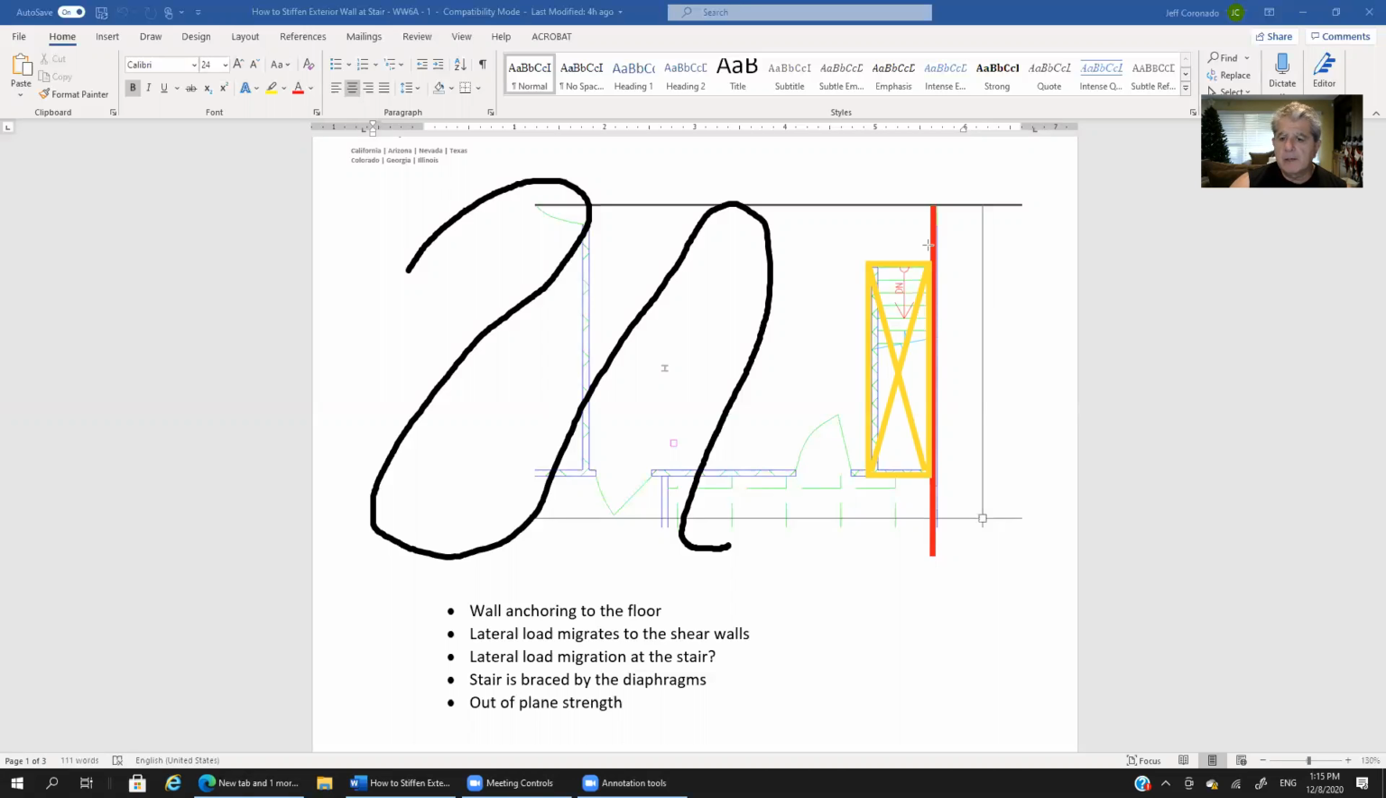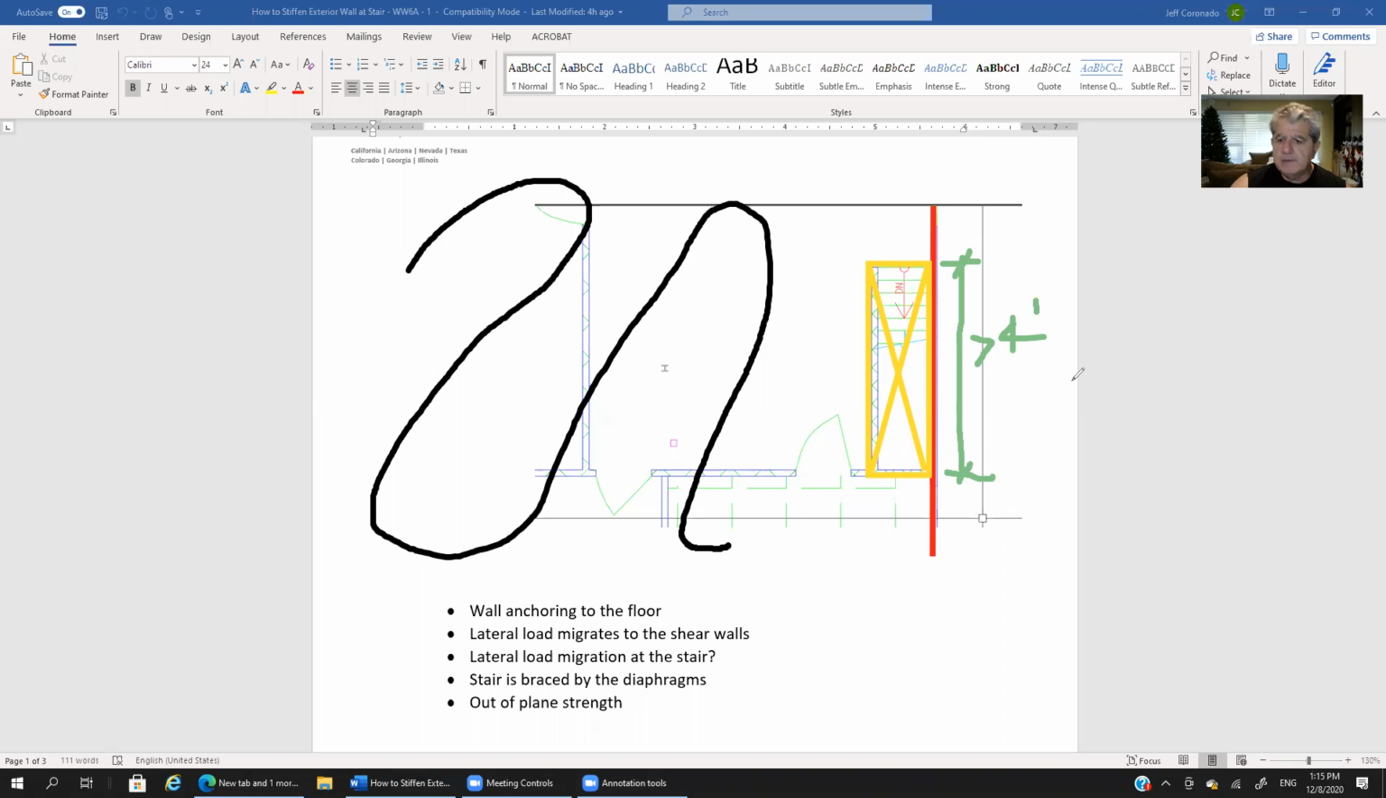Let me see. Can we kind of quantify this? You know what? I'll bet you we can. I would tell you this: if this dimension here is, I would say, probably greater than 4 feet, I would start looking at it. I would start considering this.